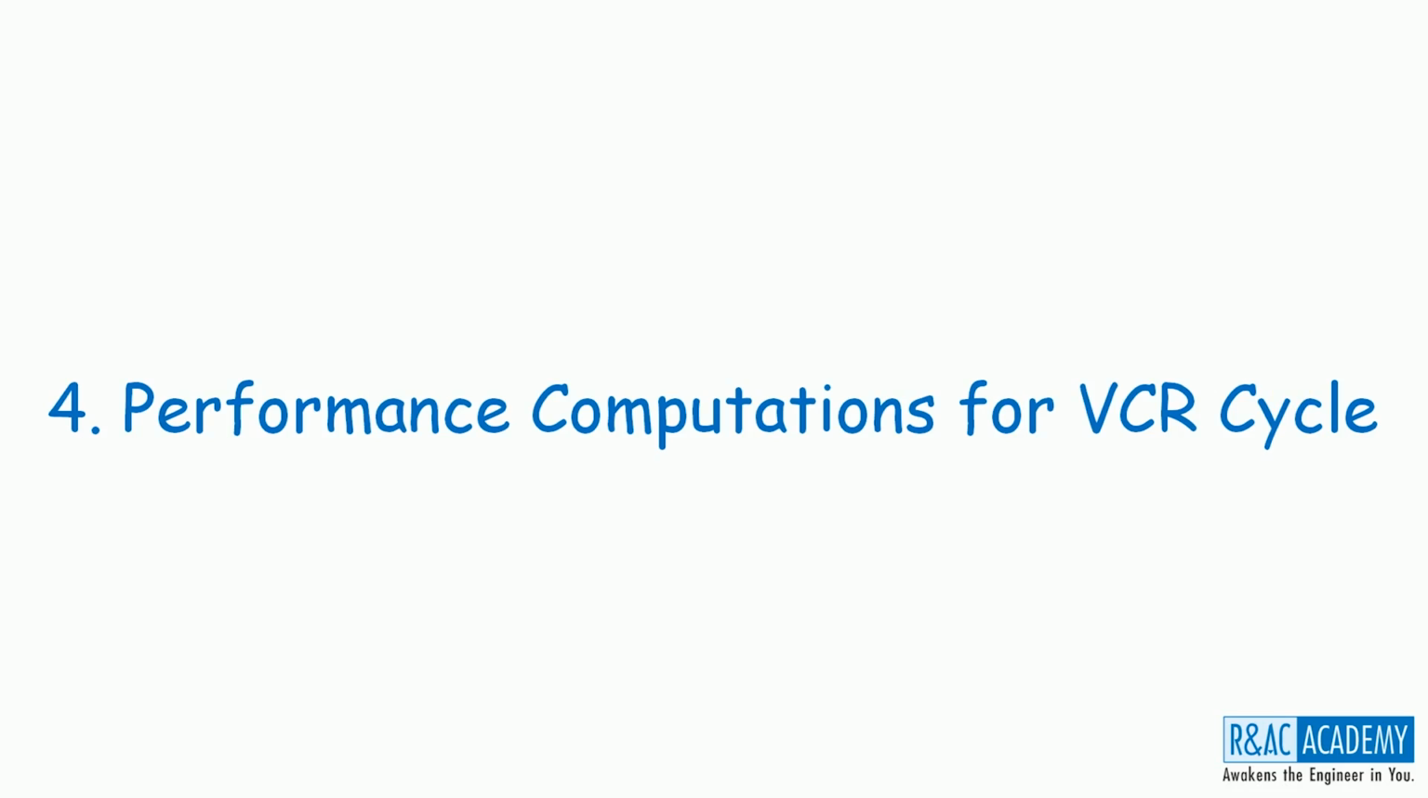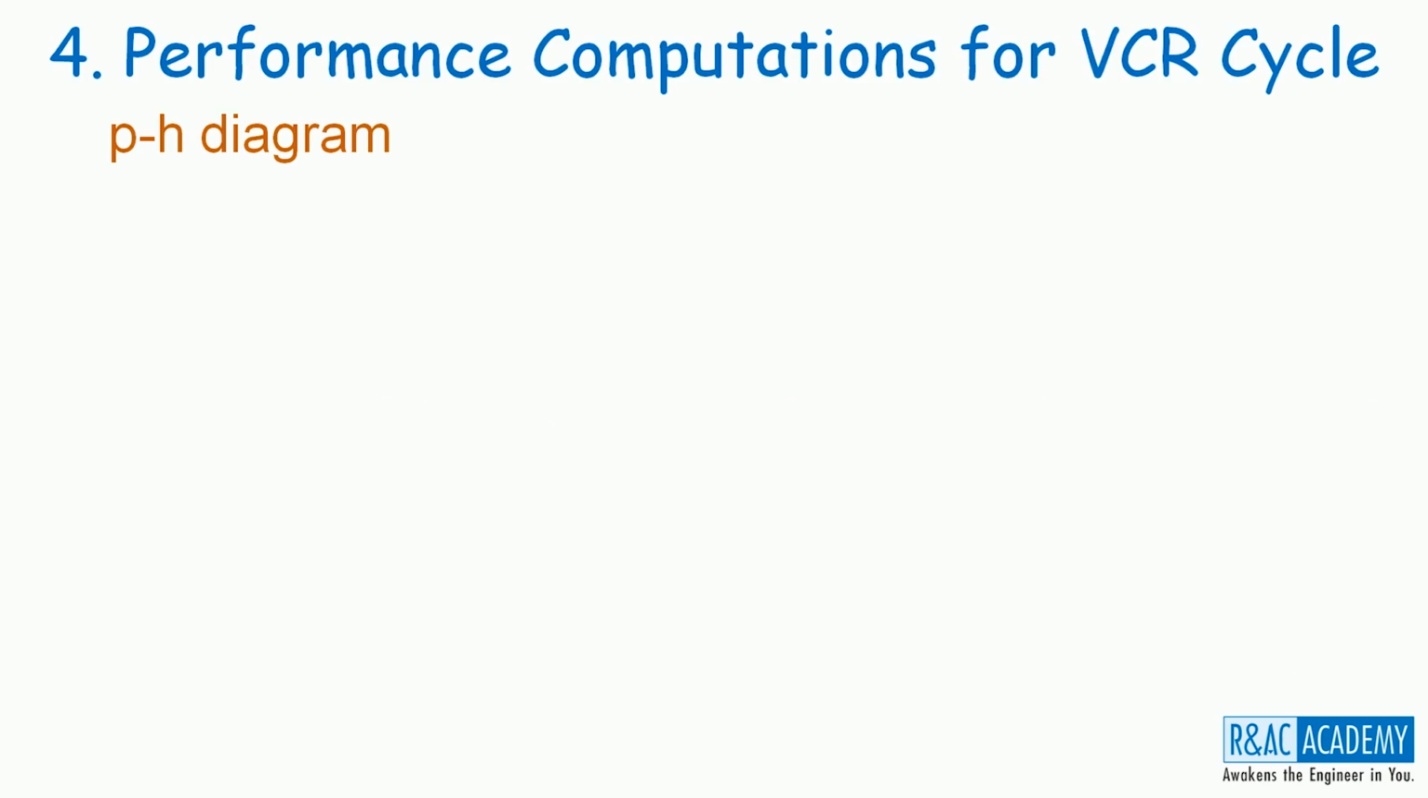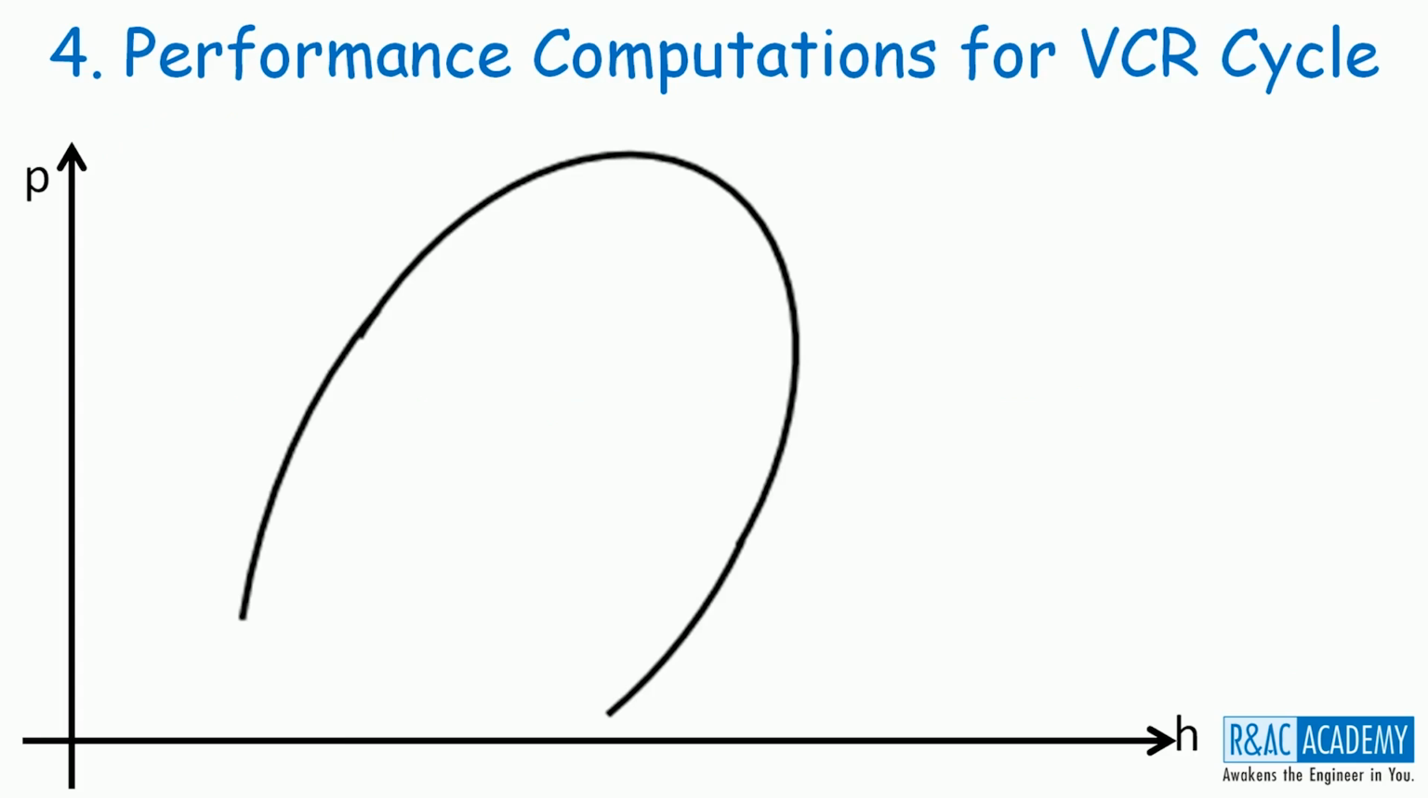Performance computations for VCR cycle. This is the 4th lecture in the series of lectures on refrigeration systems. In this lecture, I will start with the pH diagram, pressure enthalpy diagram. In this, pressure will be on the y-axis, and specific enthalpy, with kilojoule per kg as its unit, will be on the x-axis.